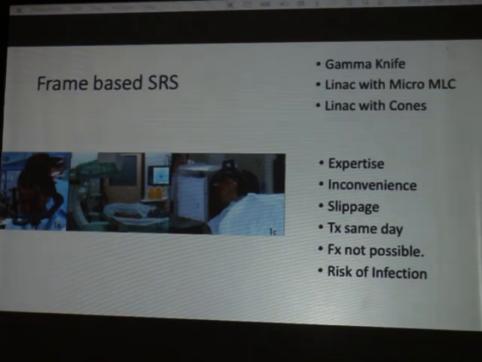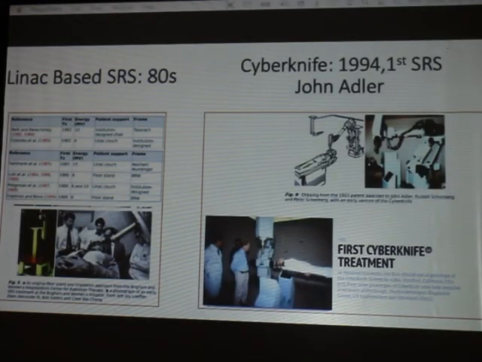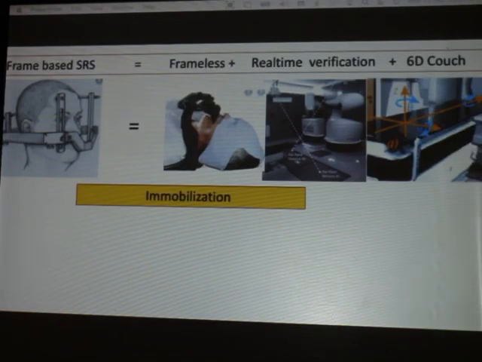As the technology moved on, a technology known as Cyberknife came up, and the first treatment was done in 1994. What does this technology actually do? It converts frame-based radiosurgery into frameless. And how does it do it? With the use of a more precise thermoplastic mask, we are able to immobilize the patient. We are able to track the patient during the treatment, so whatever movement happens during the course of treatment, we are able to take care of it. And also we have 6 degrees of robotic freedom.